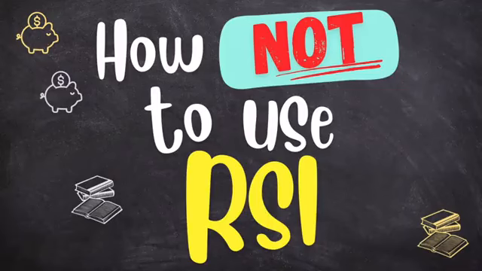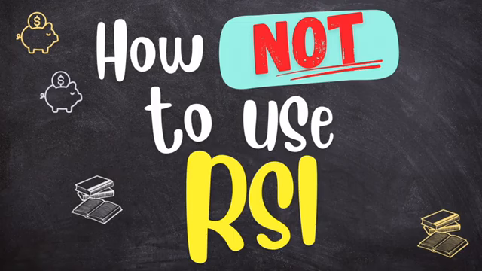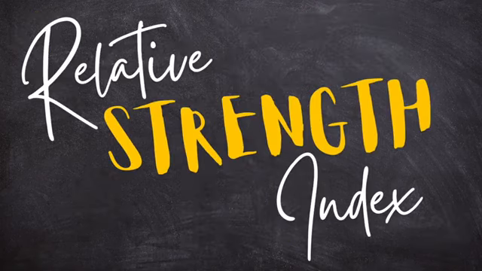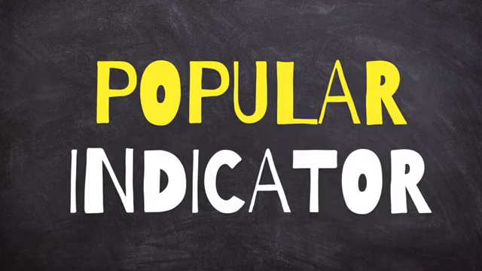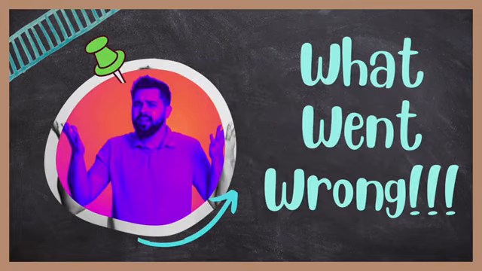I never imagined that someday I will be making a video on how not to use RSI. After all, relative strength index is one of my favorite indicators and one that I use most often. And it should be, right? It's one of the most popular indicators out there. So, what went wrong? And what can be done differently to correct it?